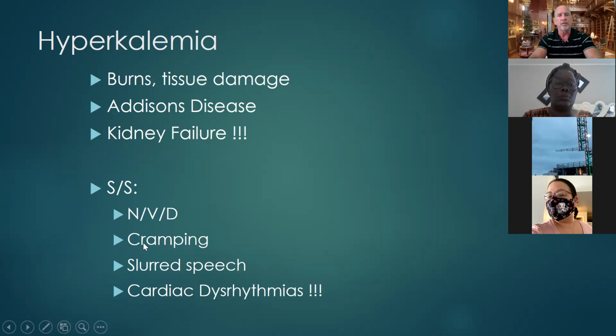Severe cramping in the lower legs and cardiac dysrhythmias are a sure sign that the potassium is off. So if a kidney failure patient starts complaining about cramping in the legs, I might want to call the doctor and ask if we can run a lab on them.